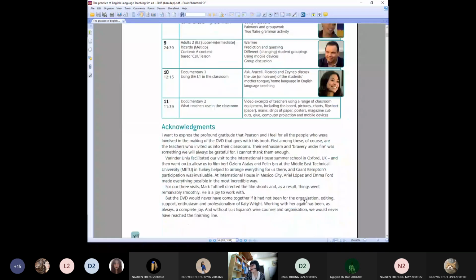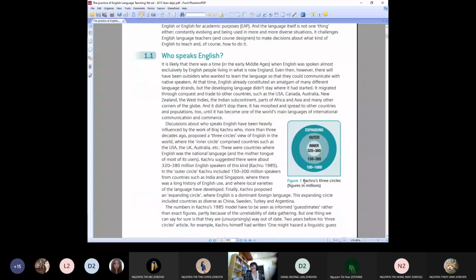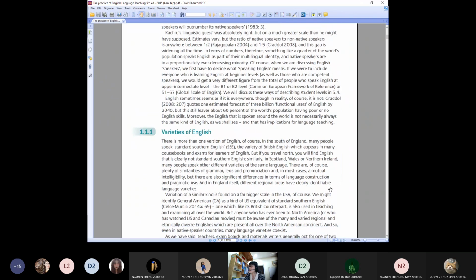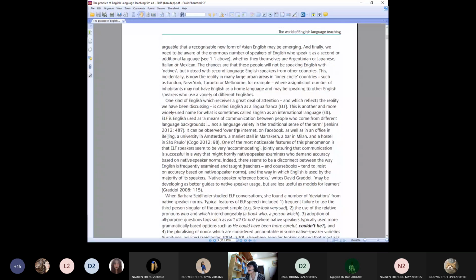You can find these concepts in chapter 1. Some revision about Kachru's 3 circles, concentric circles, right? And then different varieties of English, and which should be the standard, or should we think about intelligibility as the standard? And on page number 3, as I said earlier, you have English as a lingua franca, the common language for communication between two non-native English speakers, right?